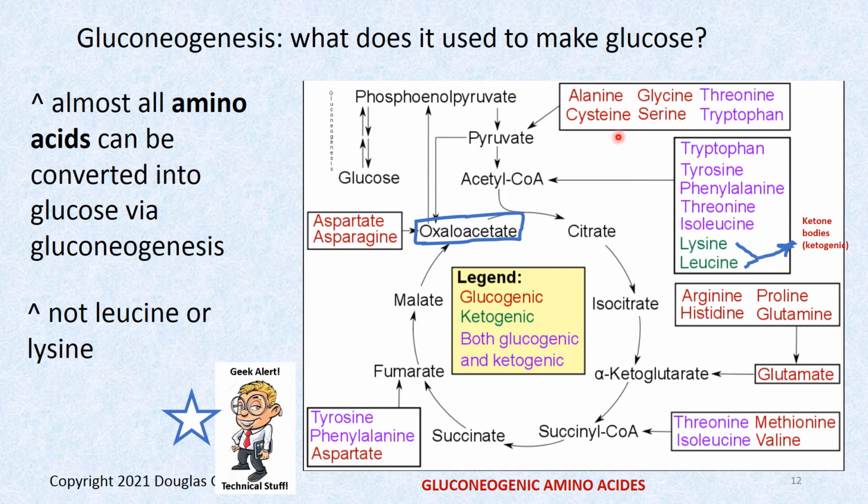Also interesting to see alanine, glycine, serine, cysteine, and some others, tryptophan, threonine. They can all be converted into pyruvate, and therefore they have a choice. They can be converted by PC directly into oxaloacetate, or they have to go through the entire Krebs cycle. Are we good?